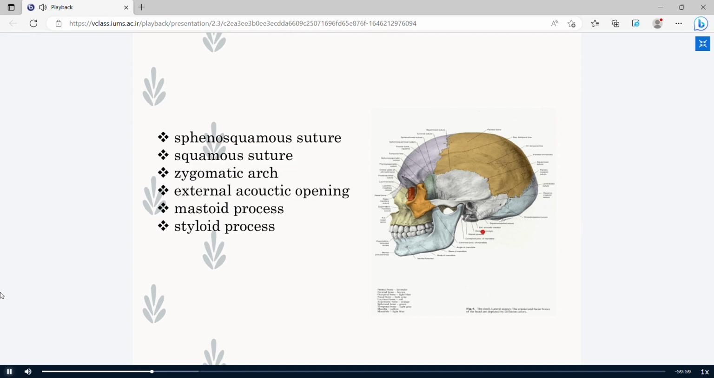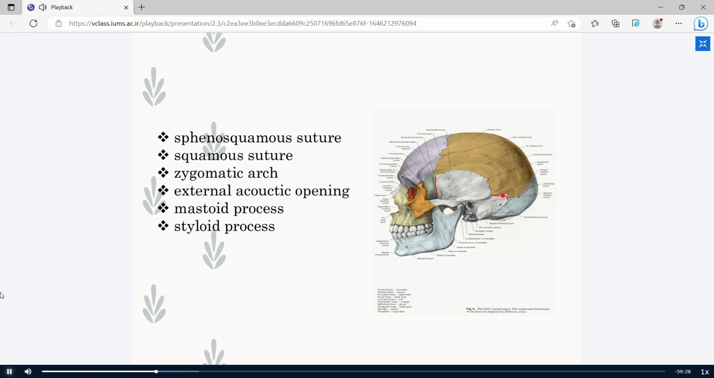Lubna, please, name of this suture. Tell me the name. Temporosphenoidal suture. Yes, or sphenotemporal suture. That's right. And this suture? Temporo-occipital suture or occipitotemporal suture. No, this is the mastoid portion.